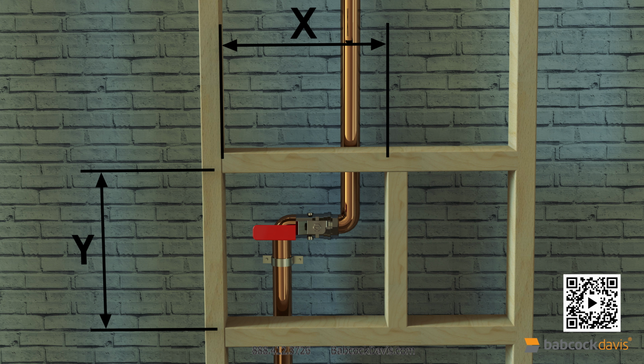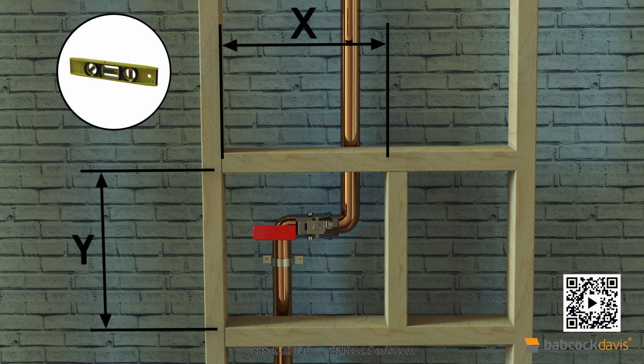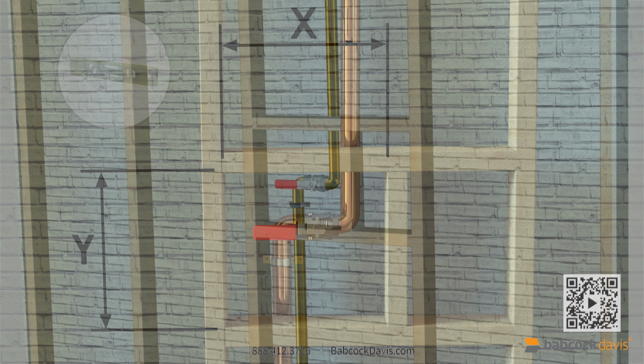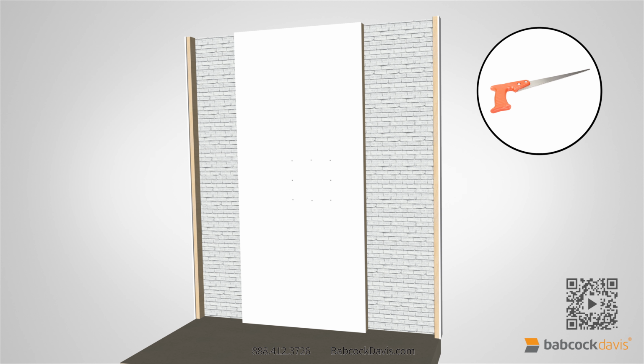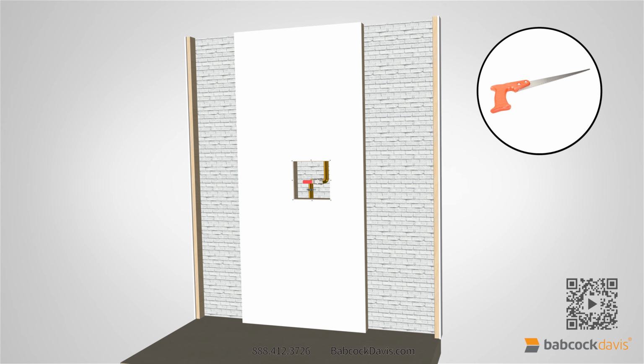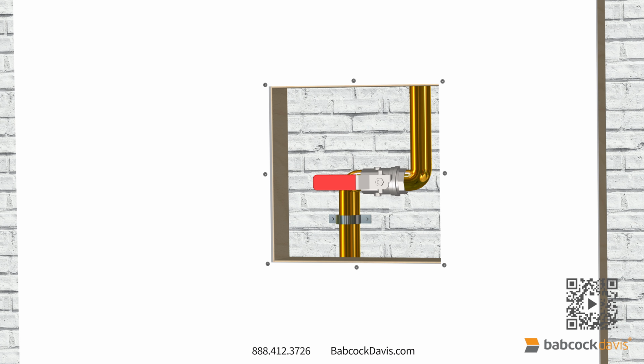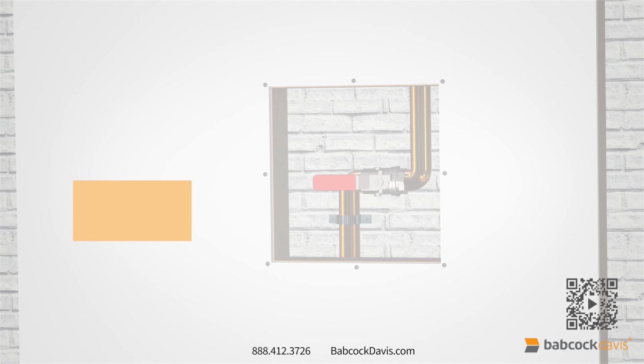Install the wall frame to fit the dimensions as required for your access door. Double check with a level, and make sure your framing is leveled. Next, install drywall as needed using the appropriate fasteners for your project. Using a keyhole saw, cut the opening for the access panel. Once the cutout is complete, you are now ready to install the access door.